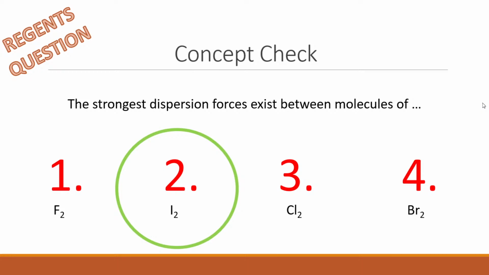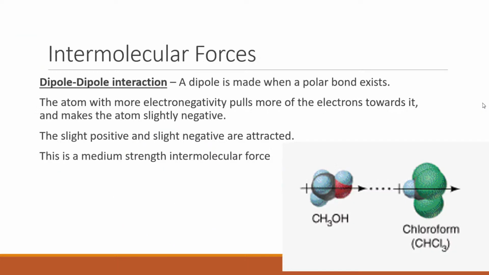Now, what if it's a polar molecule? What happens to polar molecules when they interact with each other? How do their intermolecular forces work? Let's take a look. For a polar molecule, you have a dipole-dipole interaction. And a dipole is the thing that is formed by a polar bond.